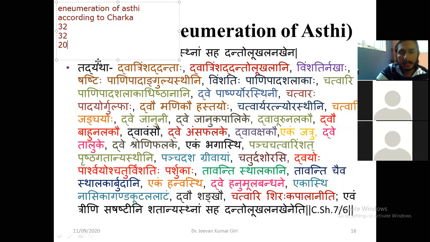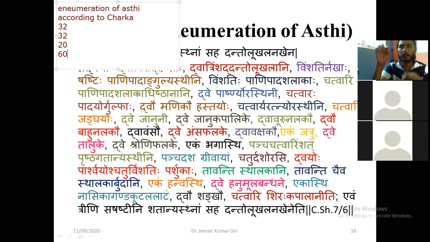Then next, see here. Sasti Panipadangulya. So 60 are there. Just write Panipada Anguli and give an arrow and write Sasti. Sasti means 60. So 15 here, 15 here, 15 in one foot, 15 in the next foot. So 60. So Sasti Panipada Angulya Stini.